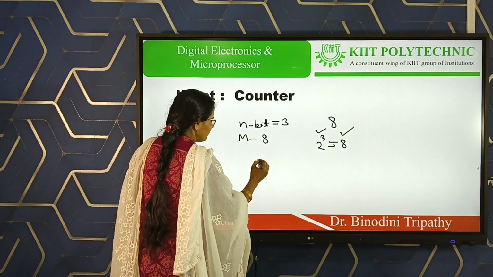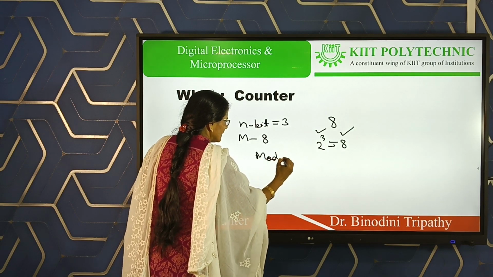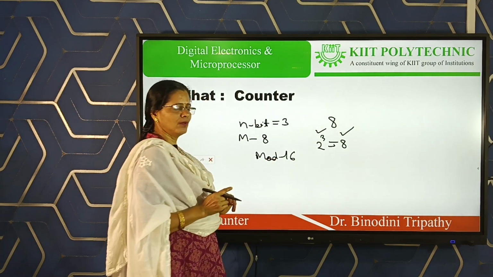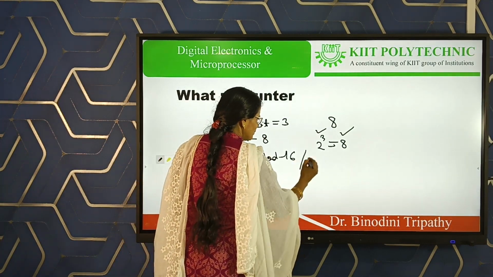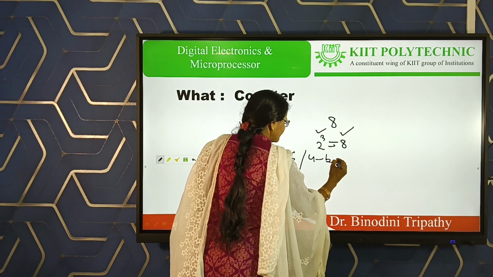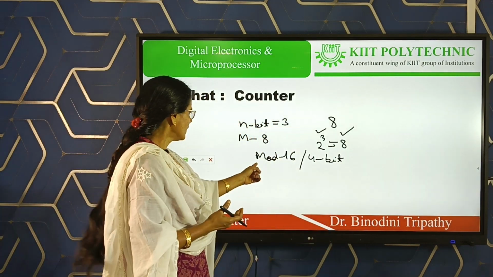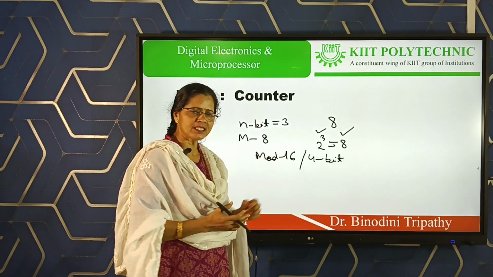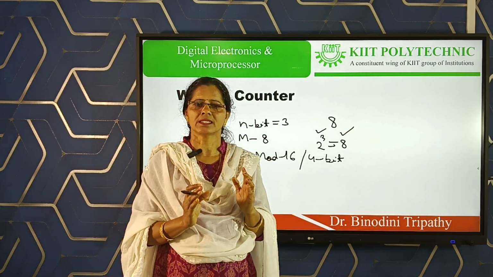Similarly, to be very clear, we can take another example. Suppose you have a mod 16 counter. Then another name for this is a 4-bit counter. Same meaning. So what is the meaning here? Mod 16 means this counter can count a total of 16 sequences.